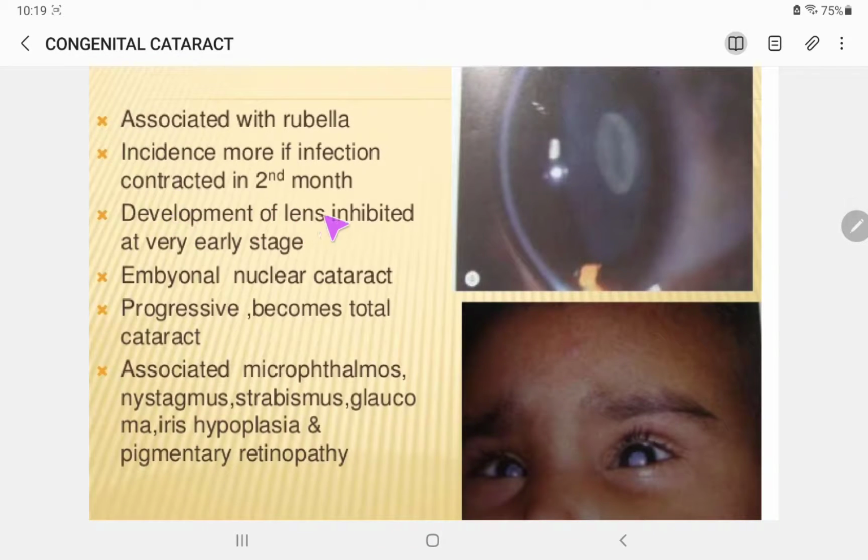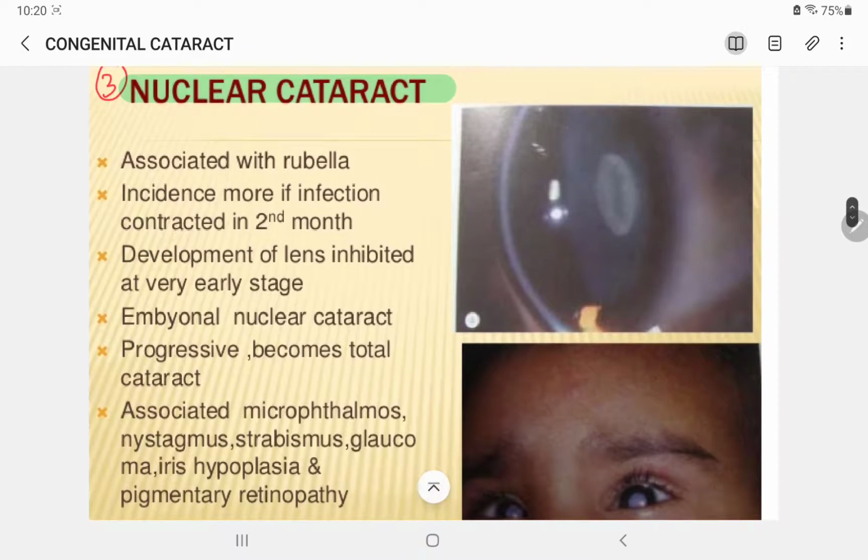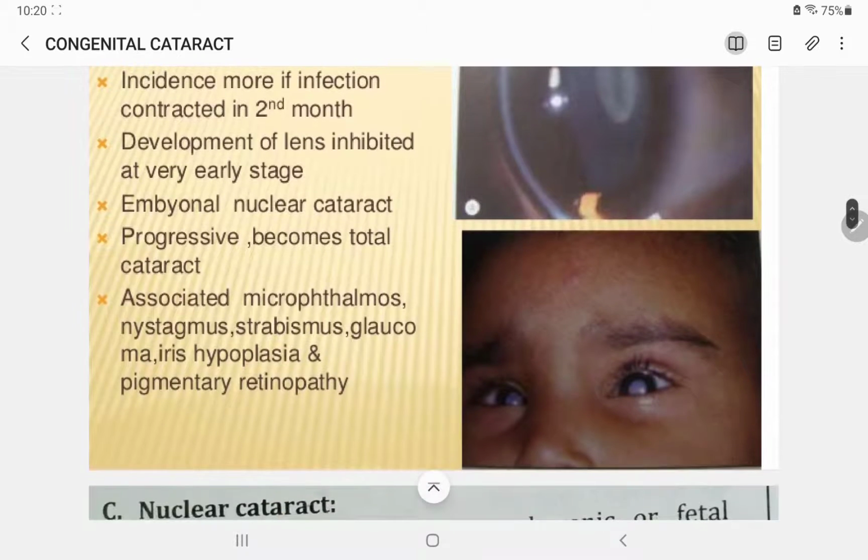So the development of the lens is inhibited at very early stages. So why does it occur? Due to the infection, nuclear cataract occurs. The embryonal nuclear cataract progresses and becomes total cataract. This is also associated with microphthalmos. Why? Because development of the eye is inhibited as a whole. And also nystagmus, strabismus, glaucoma, iris hypoplasia, and pigmentary retinopathy.